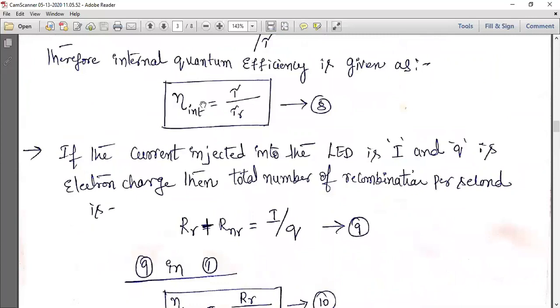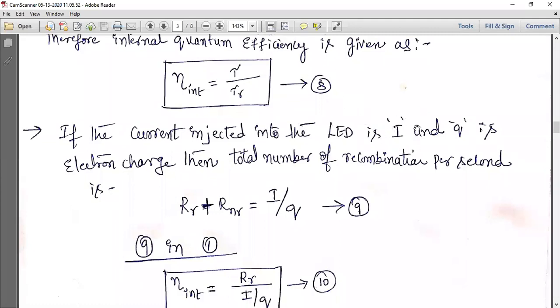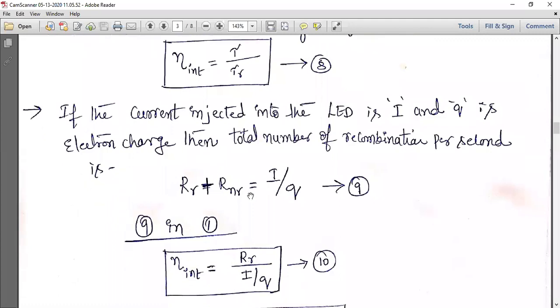So from this internal quantum efficiency, there is some power which is generated. What is the power of the light generated from the internal quantum efficiency is seen next. If the current injected into the LED is high, so assume that after this internal quantum efficiency, some current is generated with the electron charge. Then the total number of recombinations per second is given by R_R plus R_NR total is equal to I by Q. So current with the electron charge gives you the recombination.